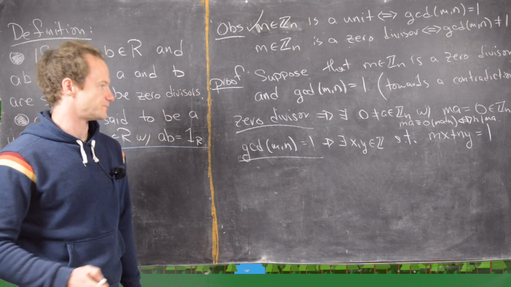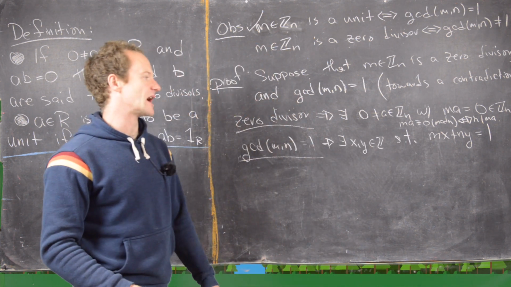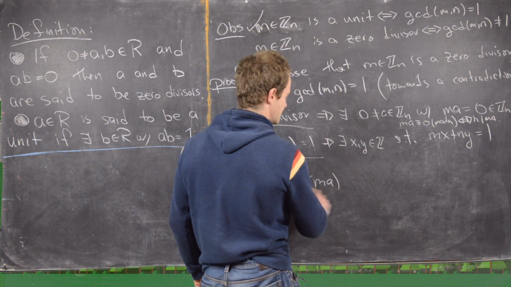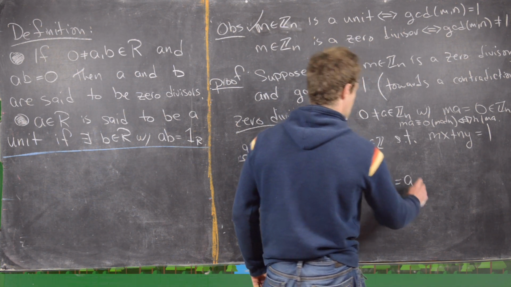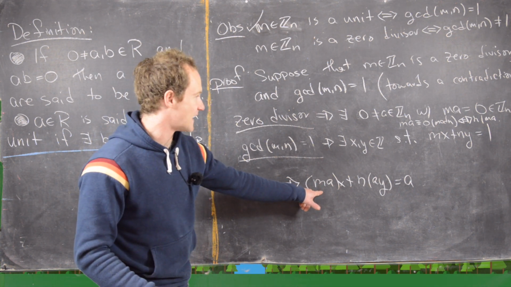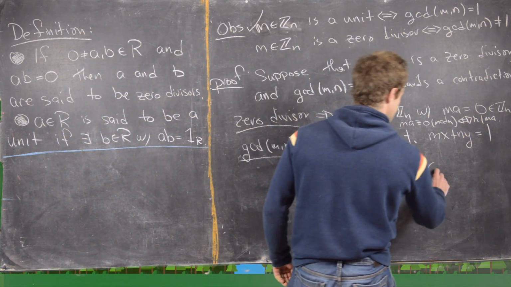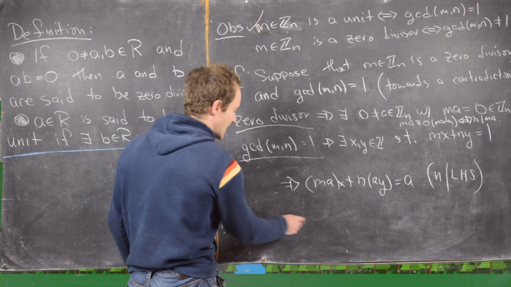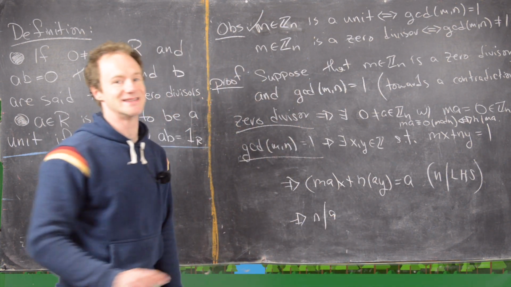Okay, great. So now we're going to go ahead and multiply this entire equation by a. And that's going to give us ma times x plus n times ay equals a. Okay, good. But now notice that n divides ma, n obviously divides n, so that tells us that n divides the left-hand side of this equation, which tells us that n also divides the right-hand side of that equation, which is a.